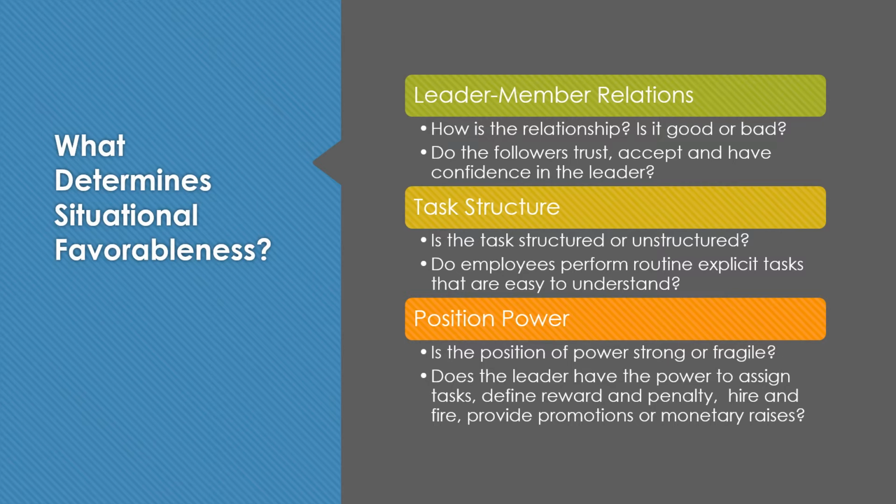First, the leader-member relationship. The leader must define the relationship by asking him or herself questions to determine if the relationship is good or fragile. Do the followers trust, accept, and have confidence in them? Second, the task structure. The leader must consider if the task is structured or unstructured. Do employees perform routine tasks that are easy to understand? Third, the position of power, strong or fragile. Does the leader have power to assign tasks, define reward and penalty, hire and fire, provide promotions or monetary raises?